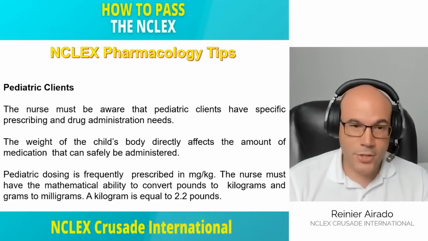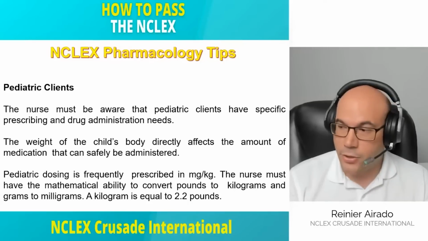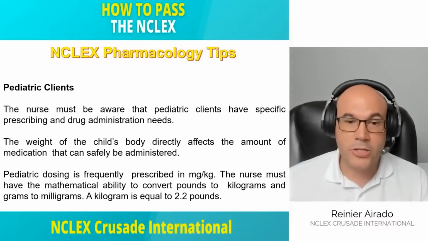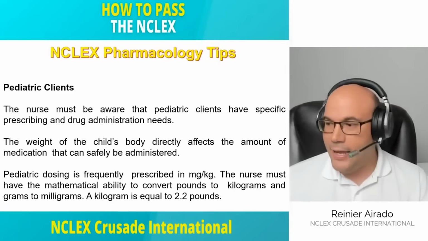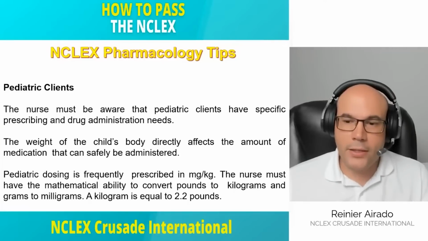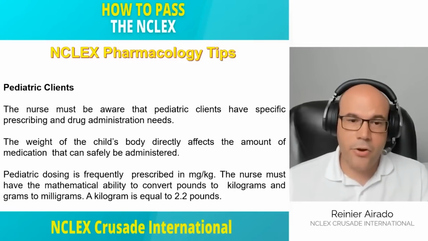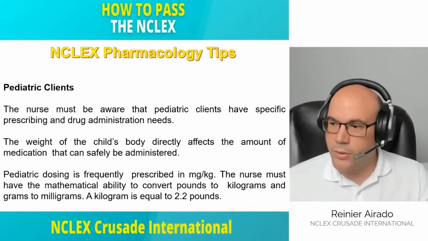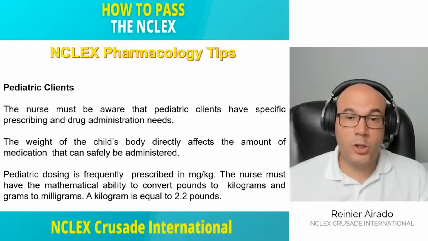Well, you're going to do a lot of dosage calculation on your NCLEX, for adult and pediatric patients. And remember that most of the medications for pediatric patients are prescribed in milligrams per kilogram. But the NCLEX makes it difficult, and they can give you the weight of the patient in pounds and not kilograms. So in those scenarios, you have to use a conversion factor and convert pounds to kilograms. Remember that 1 kilogram is equal to 2.2 pounds.